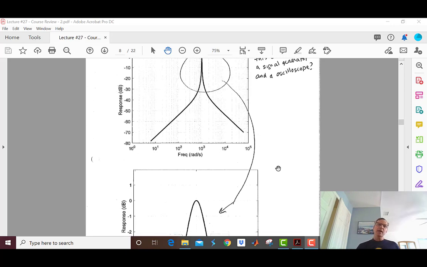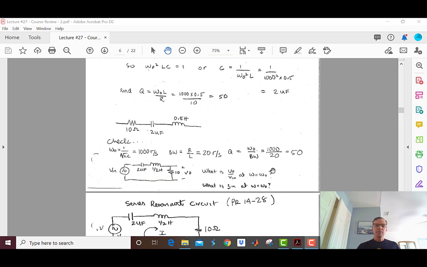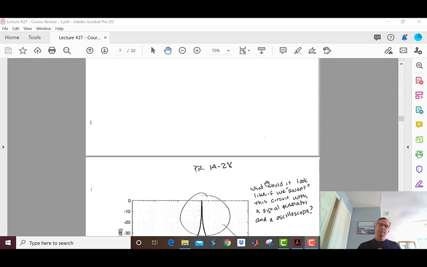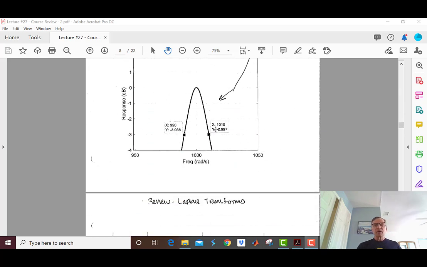Let's go back up and look at this. Our bandwidth was specified to be 20 radians per second. Remember, bandwidth is our 3 dB bandwidth. Hey, look, 1010 and 990. The difference between these, or the bandwidth, is 20 radians per second, and at that point I am 3 dB down. So make sure that you understand this.